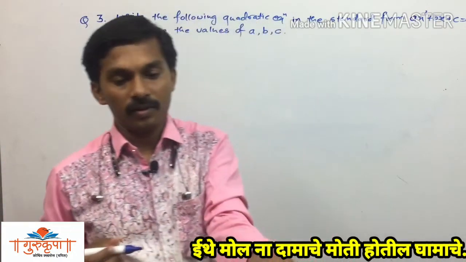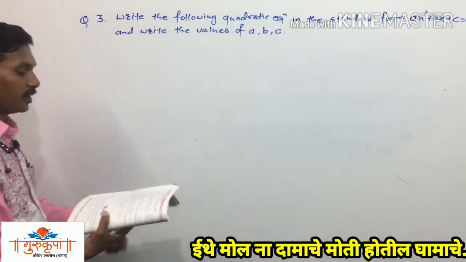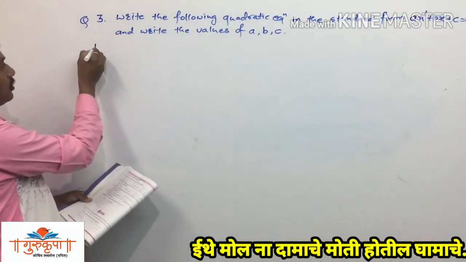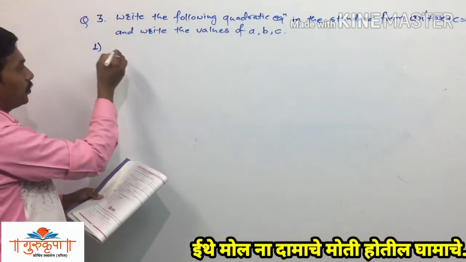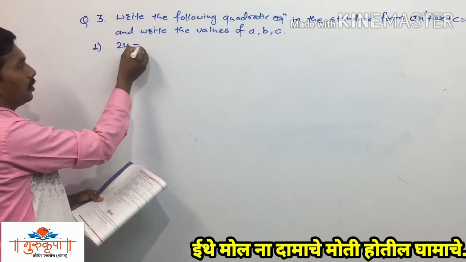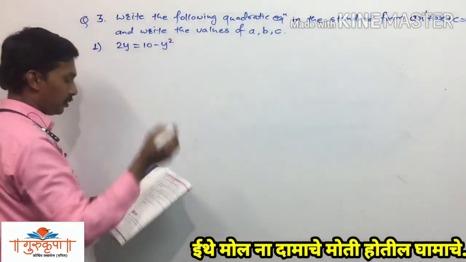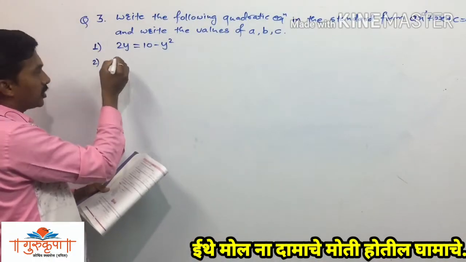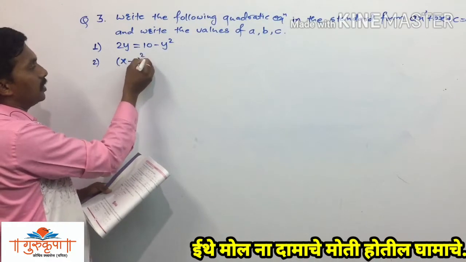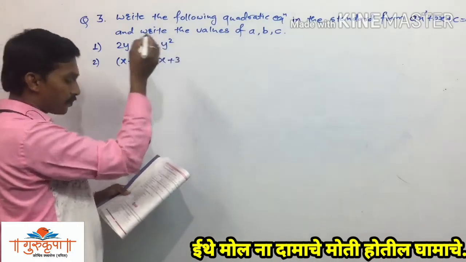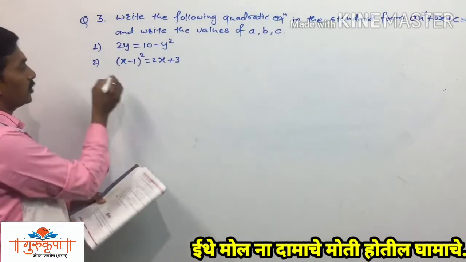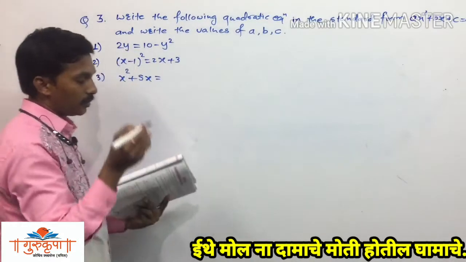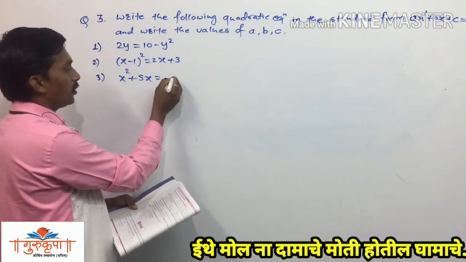See, we have 6 questions in all. We will write all the questions here, and then we will write the answers one by one. This is first question: 2y is equal to 10 minus y square. Second question: x minus 1 bracket square is equal to 2x plus 3. Third question: x square plus 5x is equal to minus 3 into bracket 3 minus x.